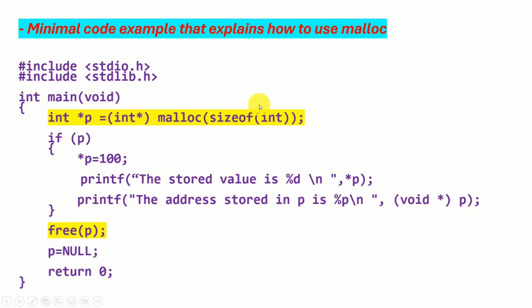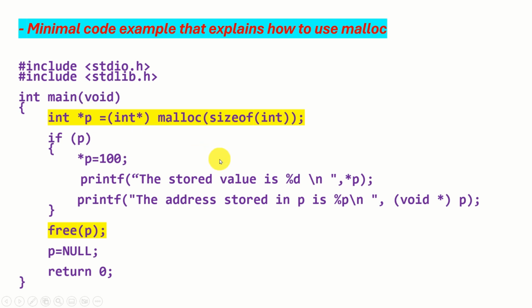The number 4 is passed as the input parameter of the malloc function, and consequently, the malloc function will reserve 4 bytes on the free store. And the malloc function will return a pointer to the beginning of the reserved memory space. The pointer is of the type void pointer. And consequently, over here, we cast this pointer to be of the type integer pointer. And finally, the memory address returned by the malloc function is stored in our pointer p.